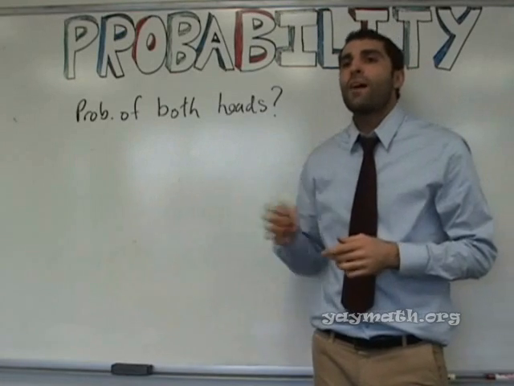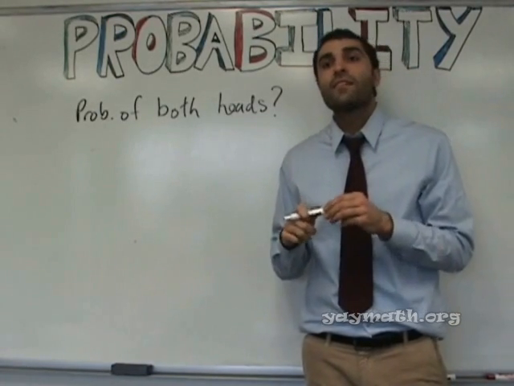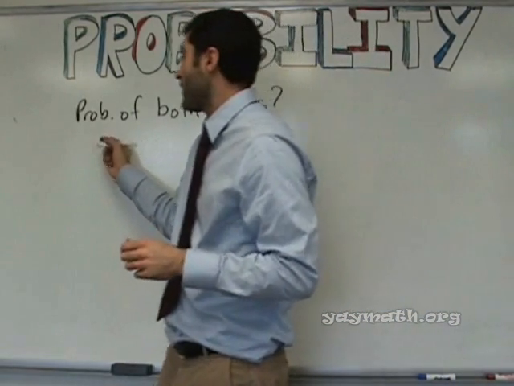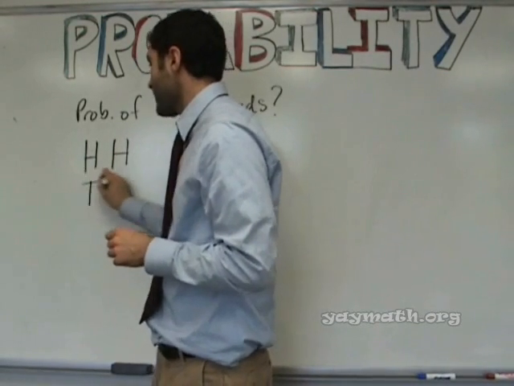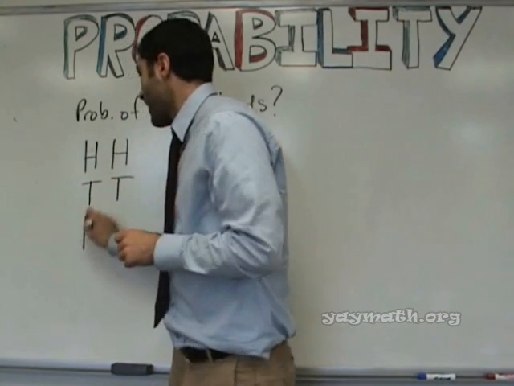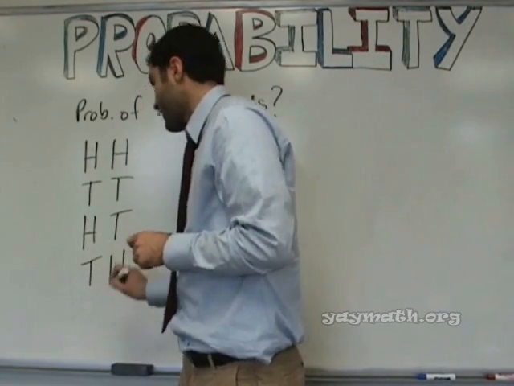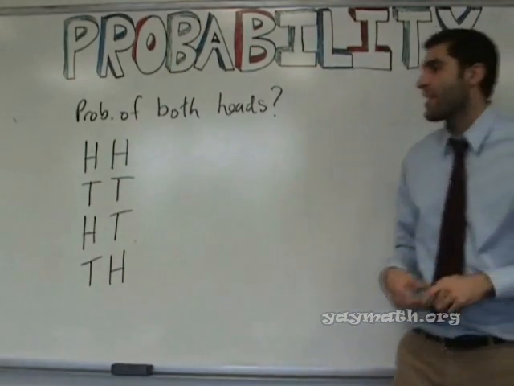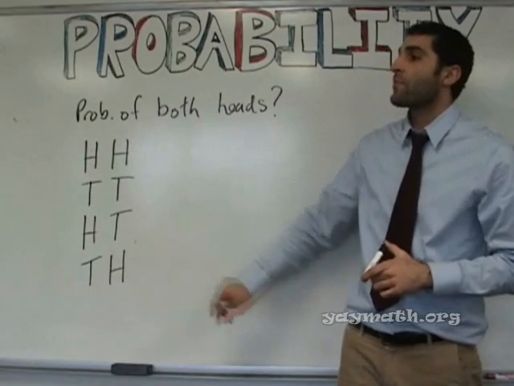So what are all the possible outcomes? Let's list them out. Do you know how many outcomes there could be? 4. Let's list them. Heads, heads. Heads, tails. Tails, heads. Tails, tails. Does tails, heads really count? Isn't tails, heads the same thing as heads, tails? Good question. It's not. These are two different outcomes because they're two different coins.